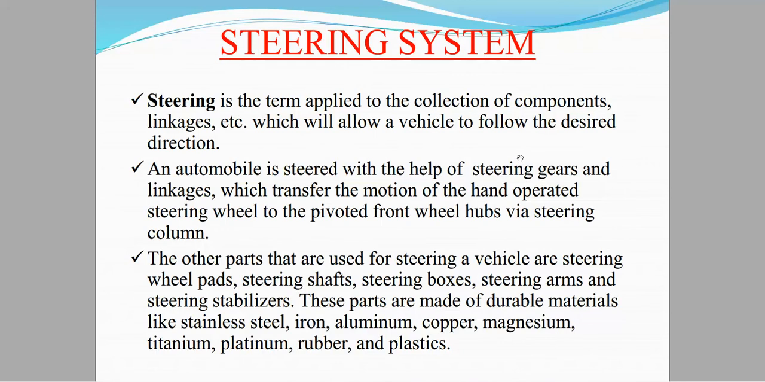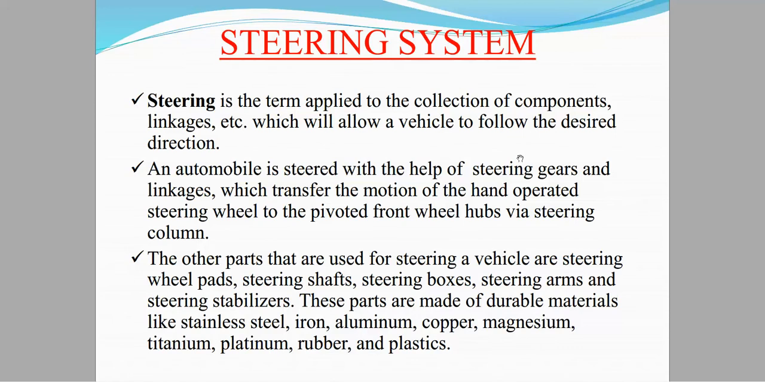Let's initially start with a steering system. What is steering system? Steering is the term applied to a collection of components, linkages, etc., which will allow a vehicle to follow the desired direction. An automobile is steered with the help of steering gears and linkages, which transfer the motion of hand operated steering wheel to the pivoted front wheel hub via steering column.